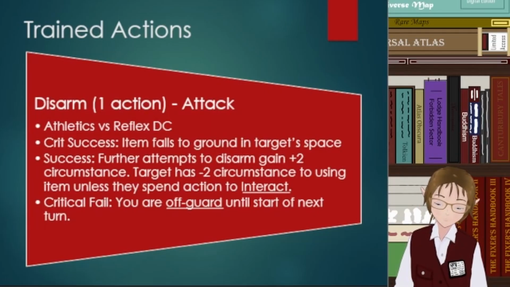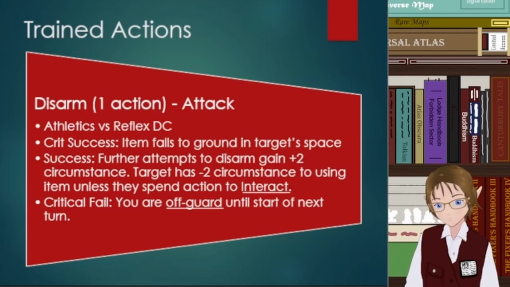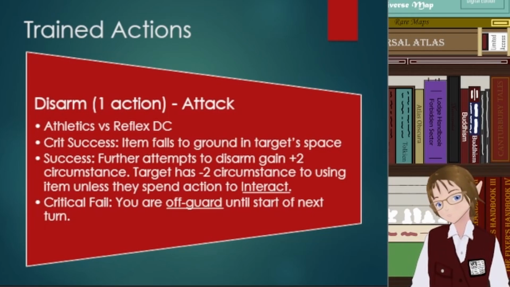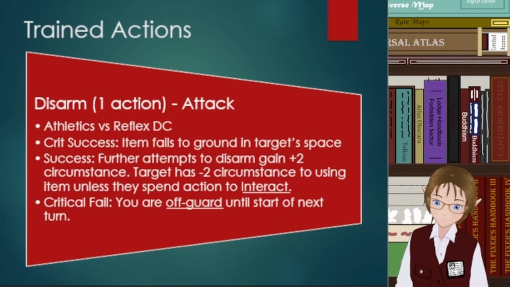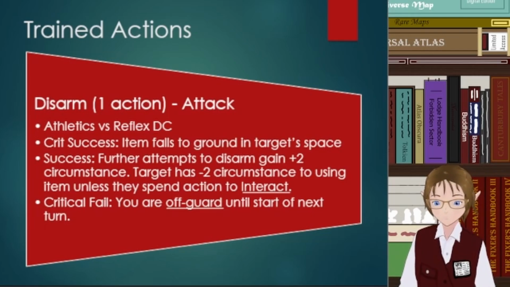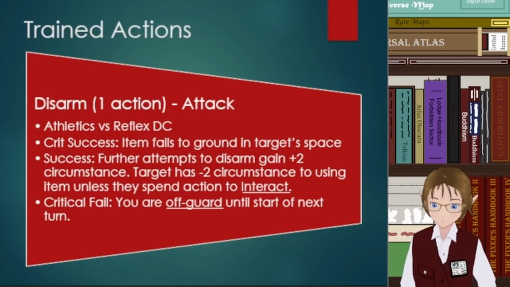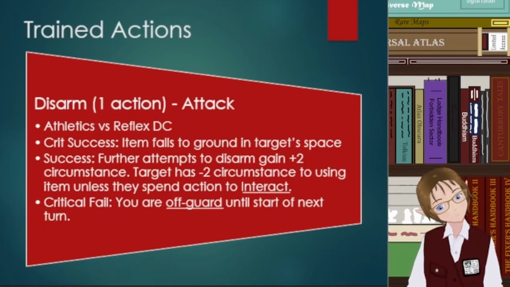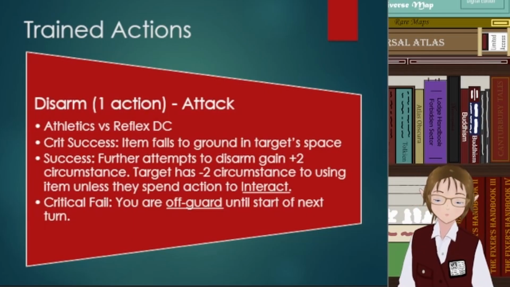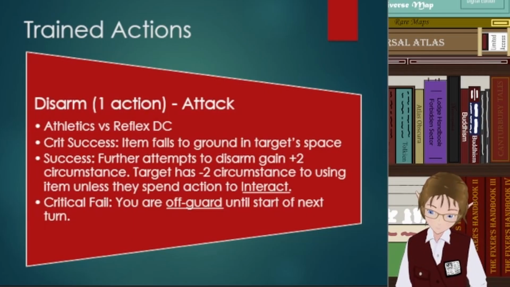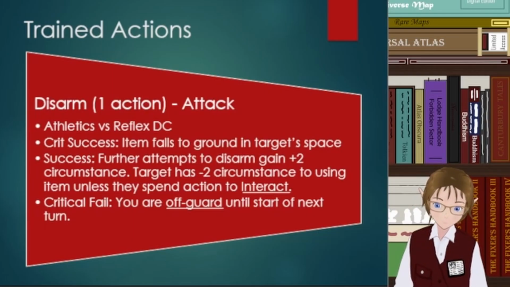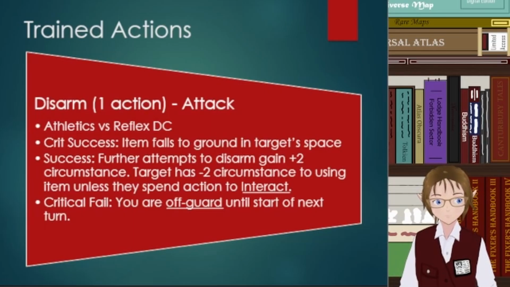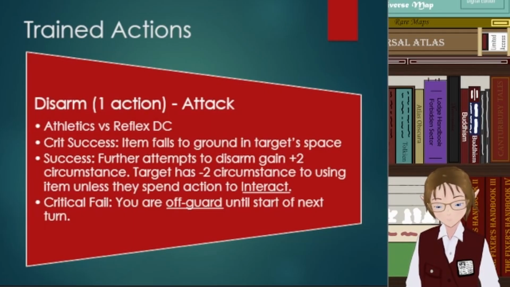Thus, the target can still attack you with that penalty if they don't want to spend an action to adjust their grip. The critical failure condition on disarm is not falling prone. It's simply applying off guard to you against the target and any other allies of theirs until the start of your next turn. That basically amounts to a -2 penalty to AC, and you will also take precision sneak attack damage if relevant.